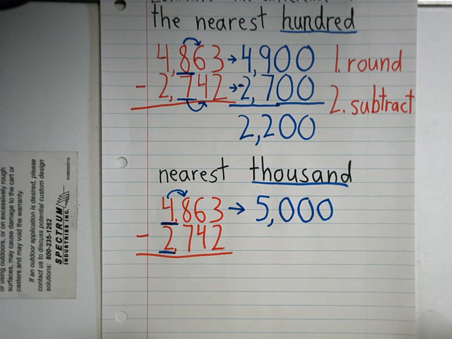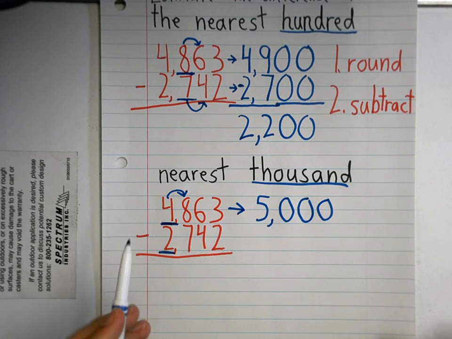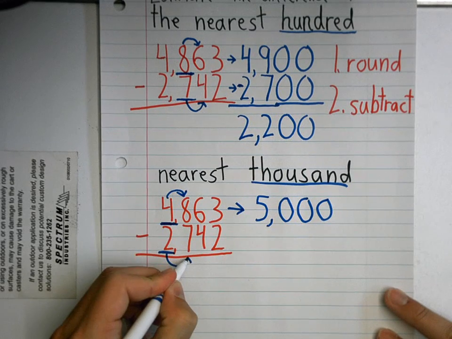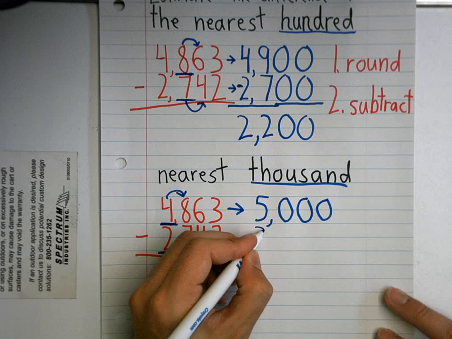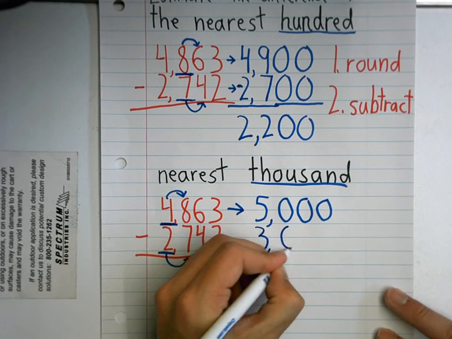Now, what about this bottom number, 2,742? Nathan. 3,000, because right next to it is a 7, and 7's greater than 5, isn't it? So this is going to bump it up to a 3. 3,000.